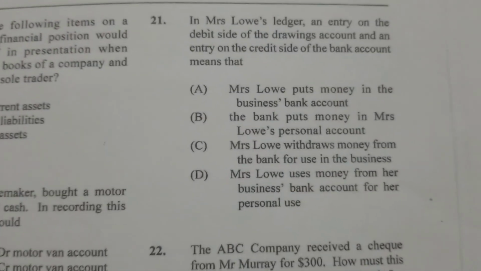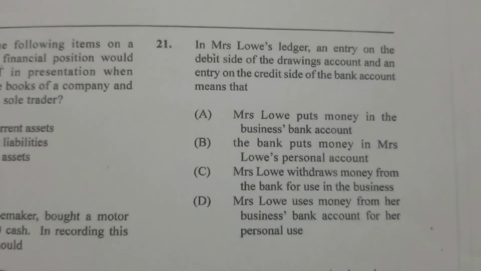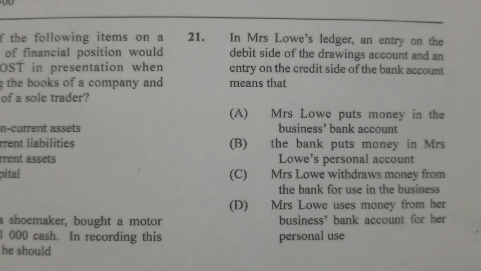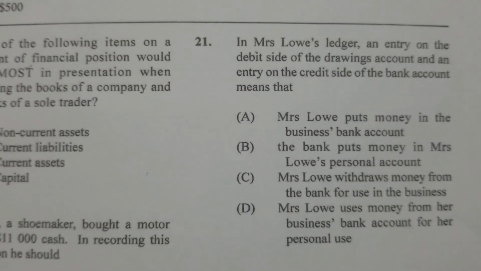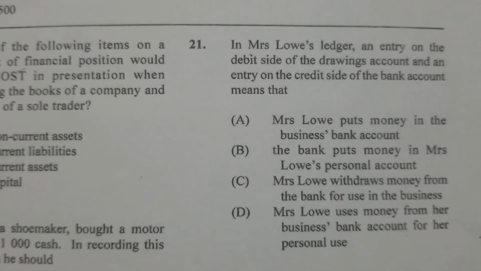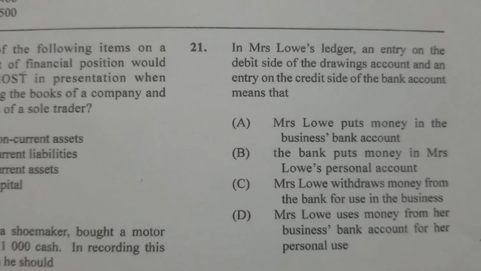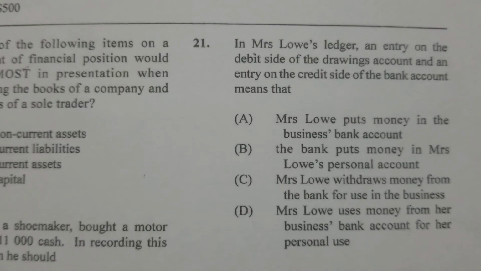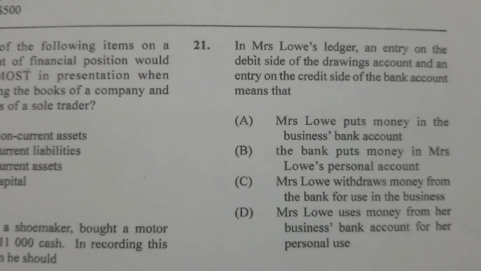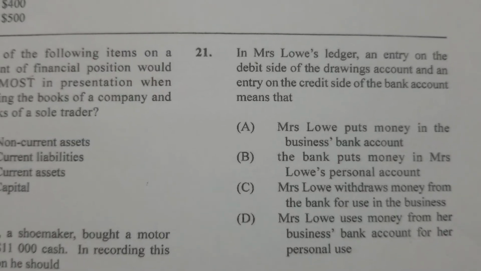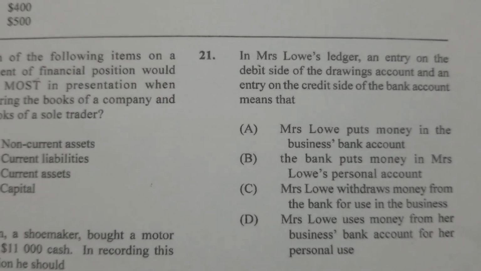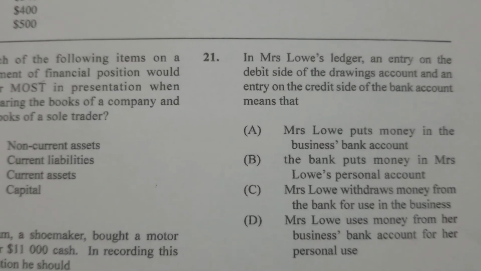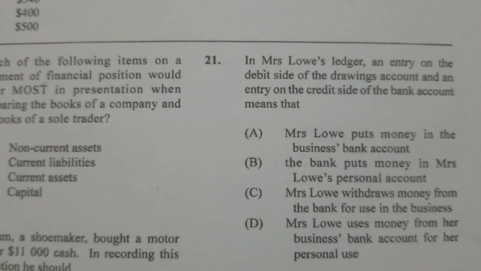So now we're at question 21. Question 21 says, in Mrs. Lowe's ledger, an entry on the debit side of the drawings account and an entry on the credit side of the bank account means that, and our answer is D. Mrs. Lowe uses money from the business bank account for her personal use. Drawings is where you take things from the business for your personal use. So the answer would be D.